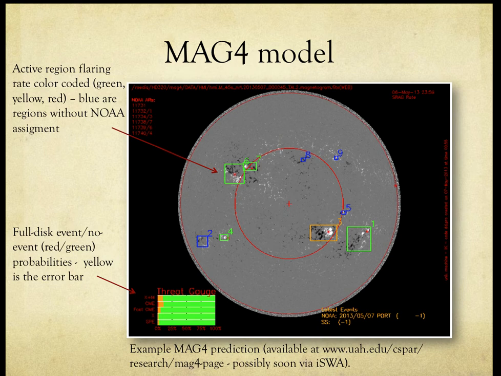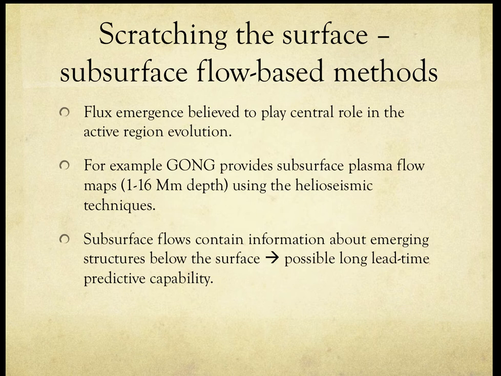Then finally, let's discuss a little bit the next generation type of flare prediction tools that are starting to emerge. Here we're just scratching the surface, and these new techniques are based on subsurface flows, sub-photospheric flows. The key idea here is that the magnetic flux emerging beneath the photosphere is believed to play a central role in active region evolution. Again, go and check the Sun, Solar Wind and More class for a more detailed discussion of this aspect of the solar phenomenon.